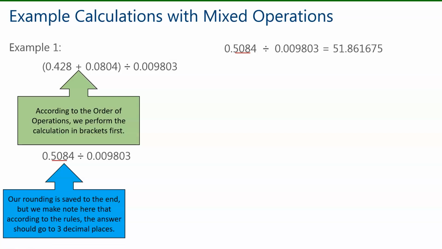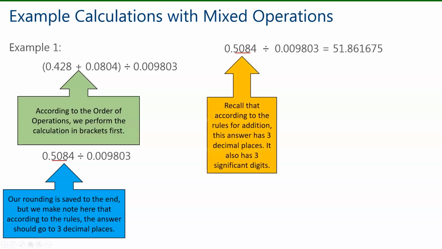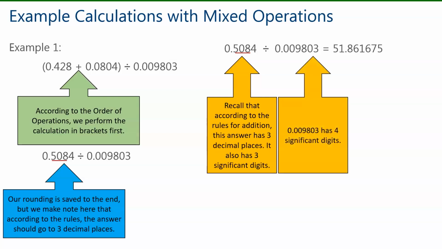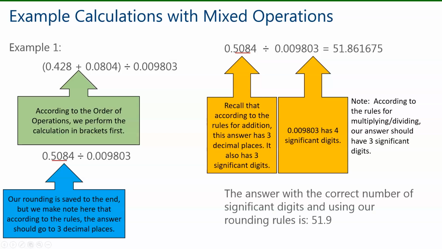So we have the answer now. We need to deal with our significant figures. Remember that according to the rules for addition, this answer should have 3 decimal places. And 3 decimal places in this instance also means 3 significant figures. The second number has 4 significant digits. The rule for multiplying or dividing is your answer has the least number of significant digits as what is in your problem. So the least number of significant digits is 3. We need to have 3 significant digits in our answer. So the answer with the correct number of significant digits and using our rounding rules is 51.9. Let's look at another example.